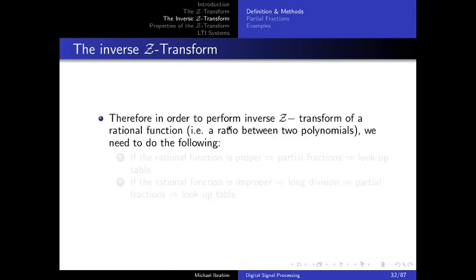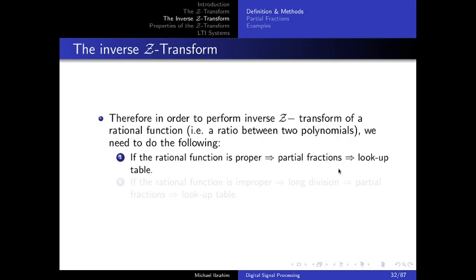Okay, so in order to wrap things up, in order to perform the inverse Z transform, we need to do the following. First step, if the rational function we have is proper, and by proper we mean that the order of the numerator is less than the order of the denominator.